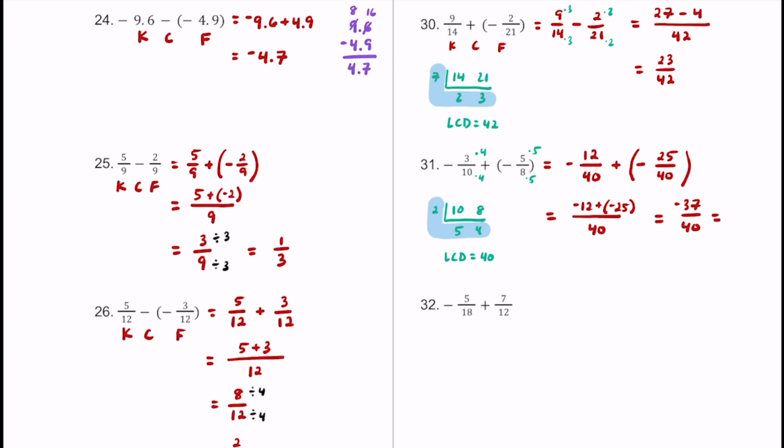And then we can go ahead and move the negative sign to the middle. So it's going to be negative 37 40ths as the fraction. And 37 and 40 are relatively prime, so we can't simplify it anymore.